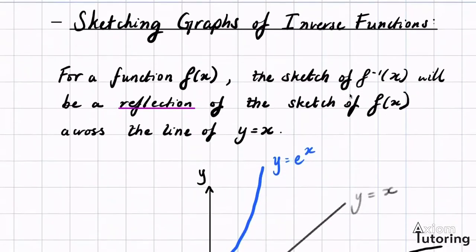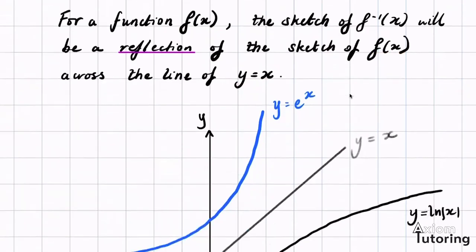So for sketching graphs of inverse functions, if we have a function f of x, if we want to sketch its inverse, we will be sketching a reflection of our function f of x, whether that is a line or a curve, across the line of y equals x. So it's going to be a reflection in the line of y equals x.